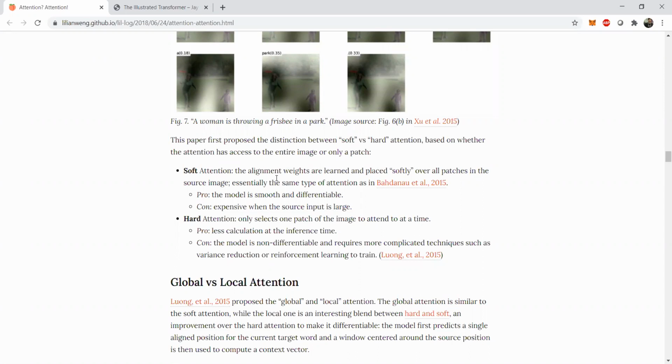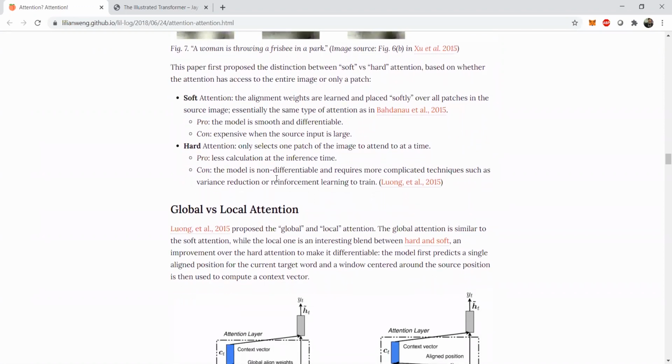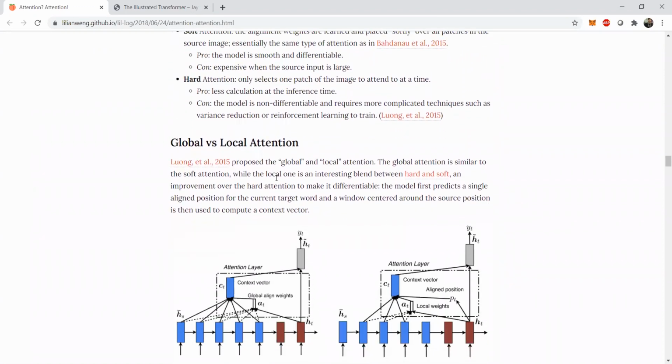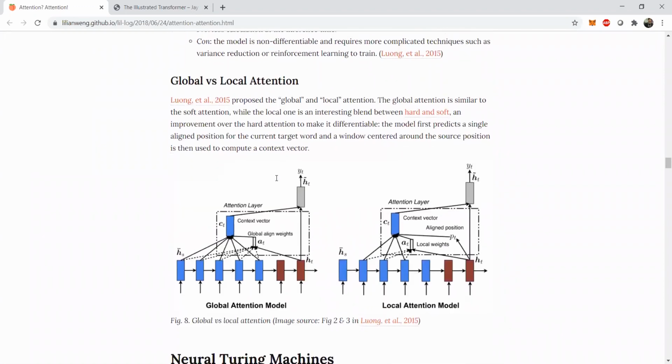And the model may not be differentiable, because in many cases we see that the Luong attention does not have the softmax activation in some parts. So there is no nonlinear activation effectively in the Luong part, just a dot product tensor that we get. In that way, it becomes a non-differentiable model, and it requires more complicated techniques such as variance reduction or reinforcement learning to train. The next different parts of attention are known as global and local attention, which is another very important part.